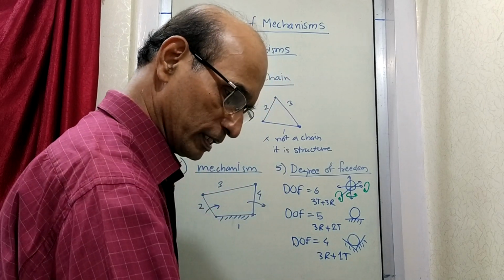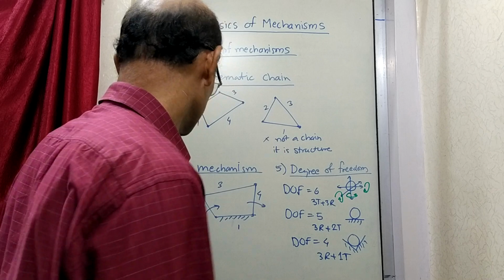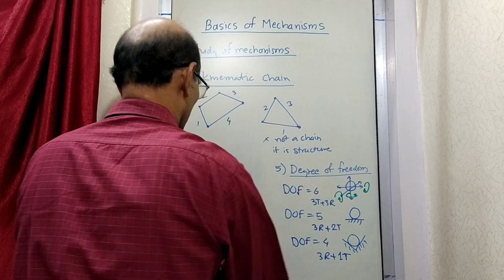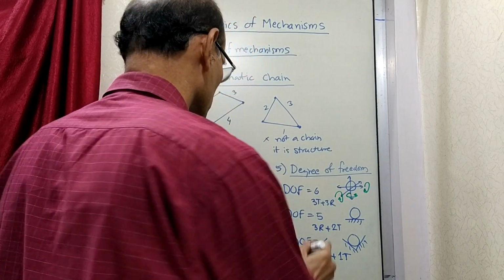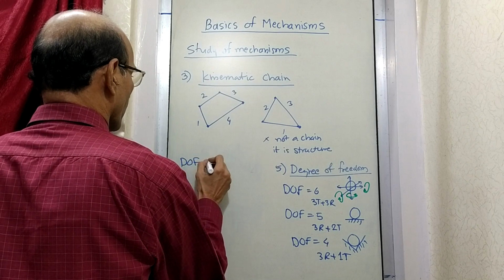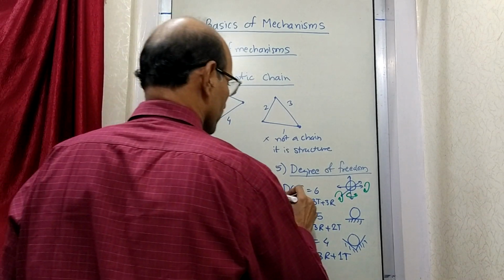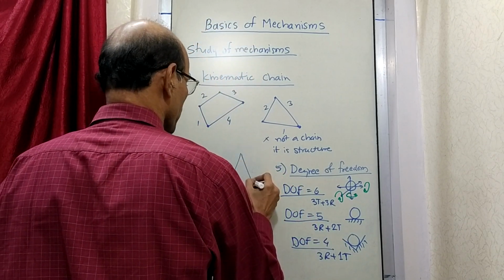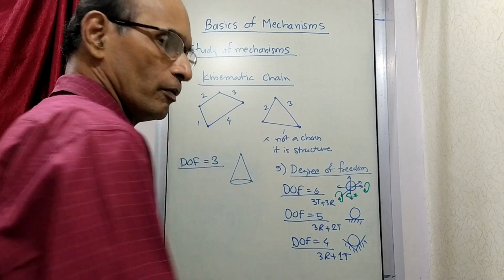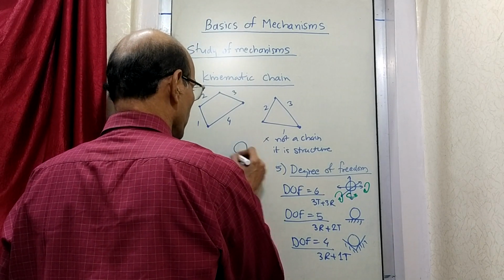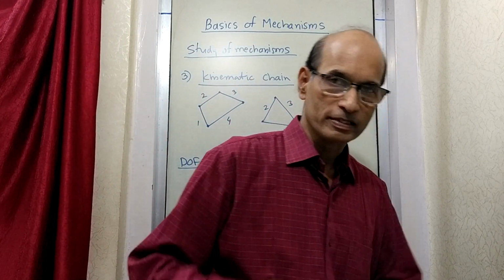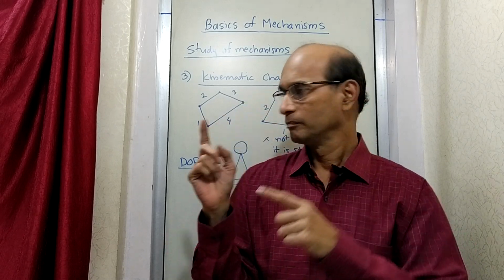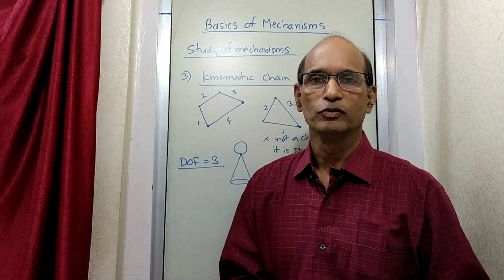Now the DOF 3. Let's show you a DOF 3. What can be an example of DOF 3? There is a cone here. Now you know what is a cone. So on the top of a cone, I am placing this ball. The ball is kept on top of a cone. So now the ball is in contact with the cone only at one point. Only at one point.